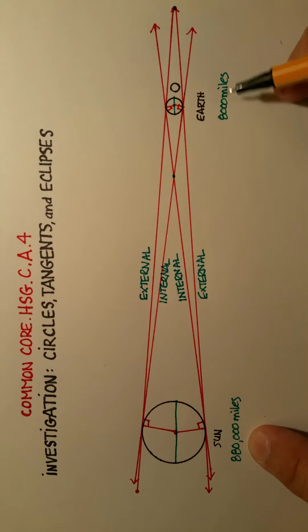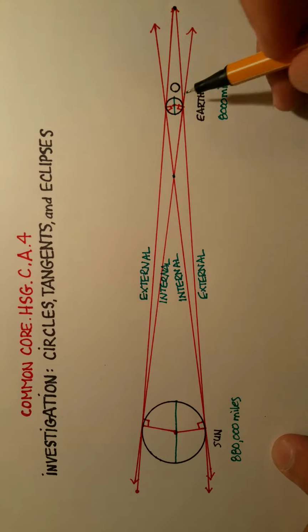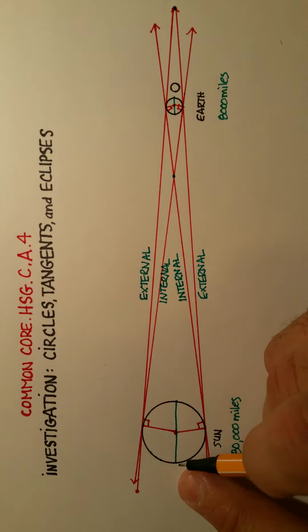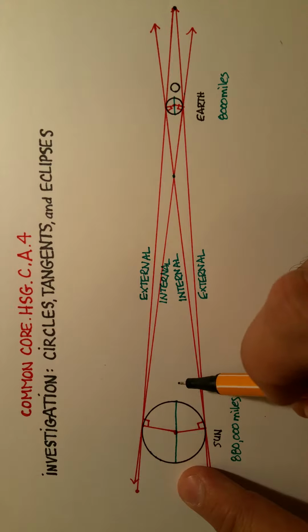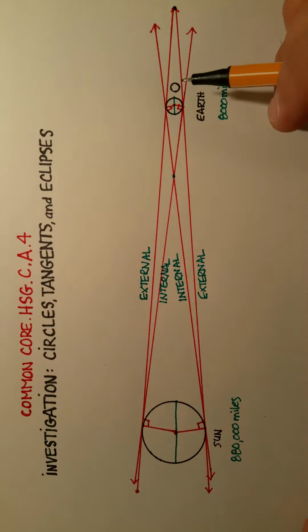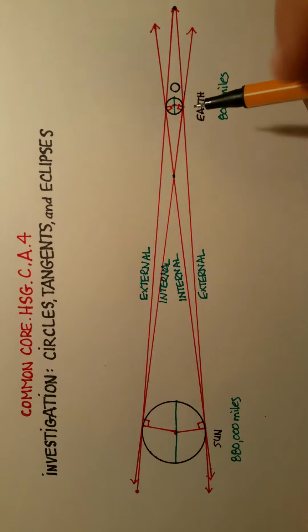880,000 divided by 8,000 is about 110. All right, so basically 110 of these circles should fit across the diameter of whatever proportionally sized sun there is. Well, that would make it pretty darn big, right?